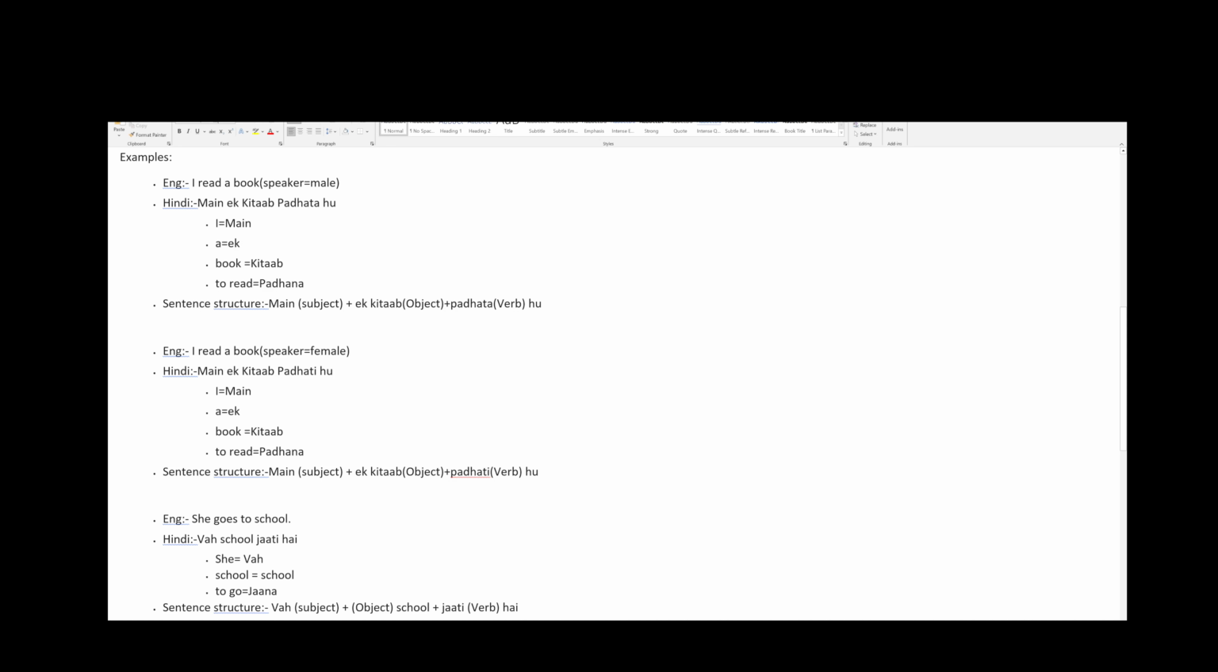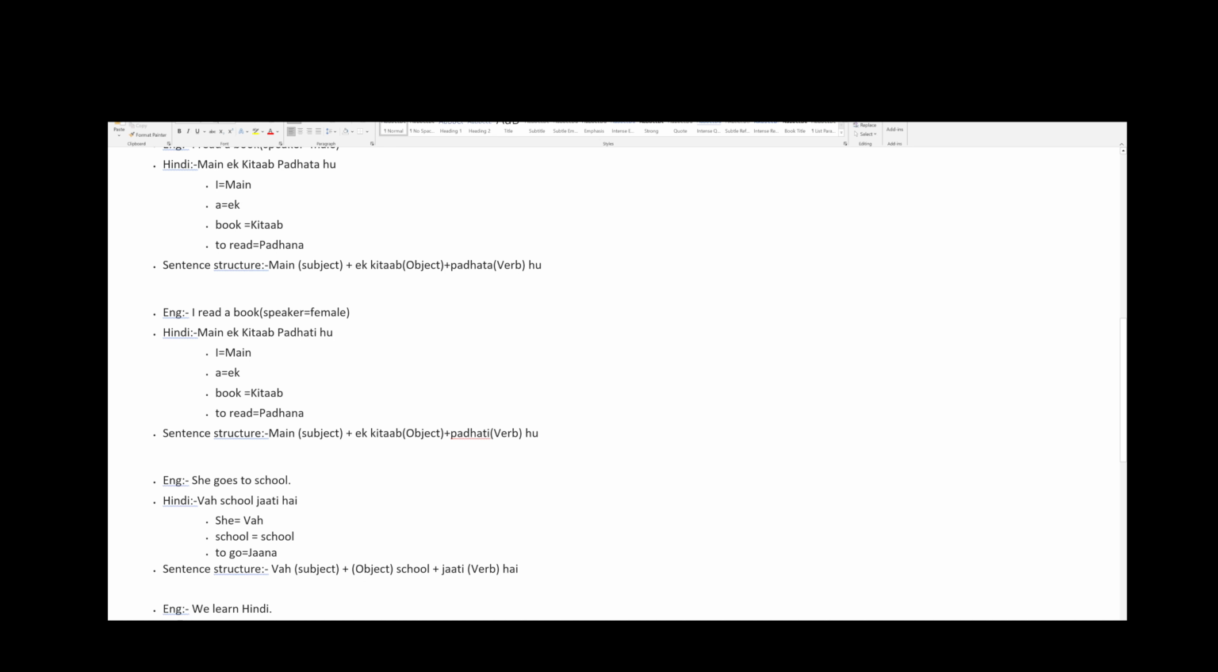So why पढ़ता हूँ? Because speaker is male. If your speaker is female, I mean if female speaker is talking, that time you need to use ती हूँ at the end. Like मैं एक किताब पढ़ती हूँ. ती हूँ for female. I, मैं, a, एक, book, किताब, to read, पढ़ना. मैं एक किताब पढ़ती हूँ.